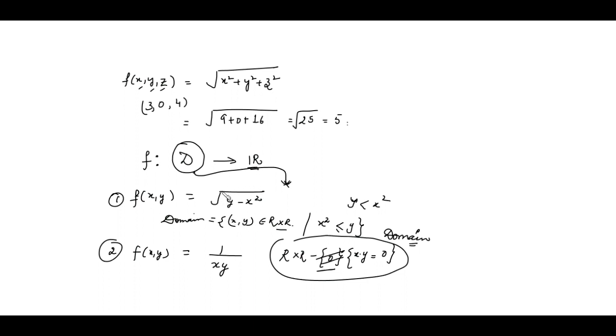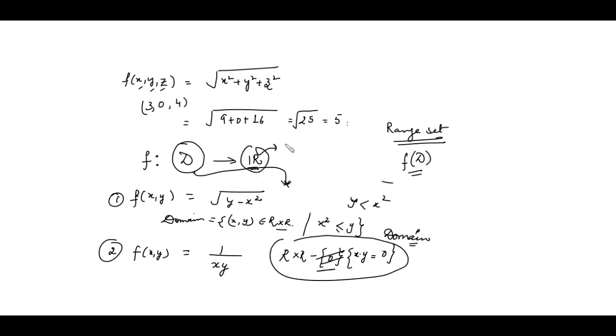Now the range set. So what is a range set? The range set is an image set, you can say, of the domain, right? So f over this domain is the range set. It means when you put the values of the domain in a function, you get some values, some images of the function. If you collect all these images, that set is said to be the range set.